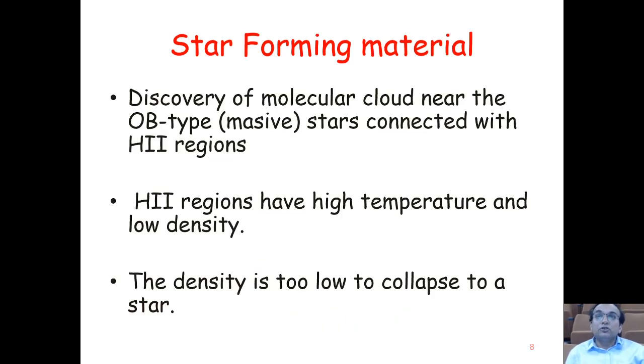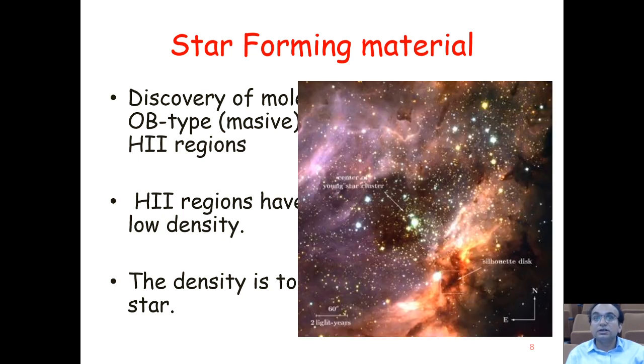So what are the star forming materials that we said earlier also? That is the discovery of molecular clouds near O types, that is massive stars, because most of the massive stars are embedded in molecular clouds and connected with the H II region. The H II region has a relatively high temperature and a low density. The density is too low to collapse to a star, while a star has a very high density. So I'll see here that the O-type stars are in some molecular clouds. They are ionizing the molecular clouds.